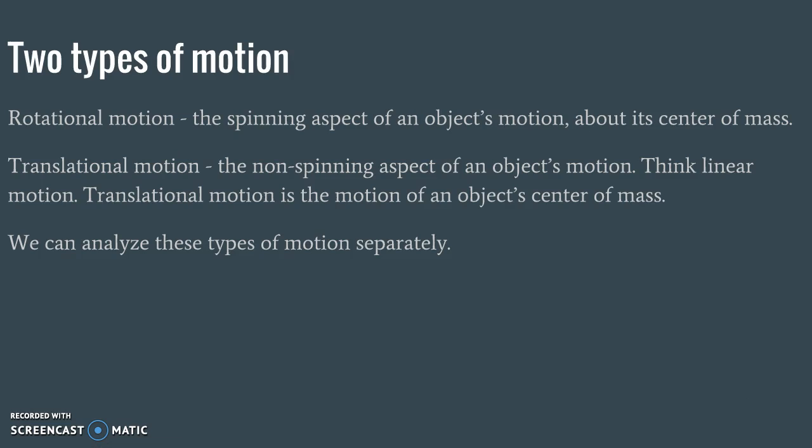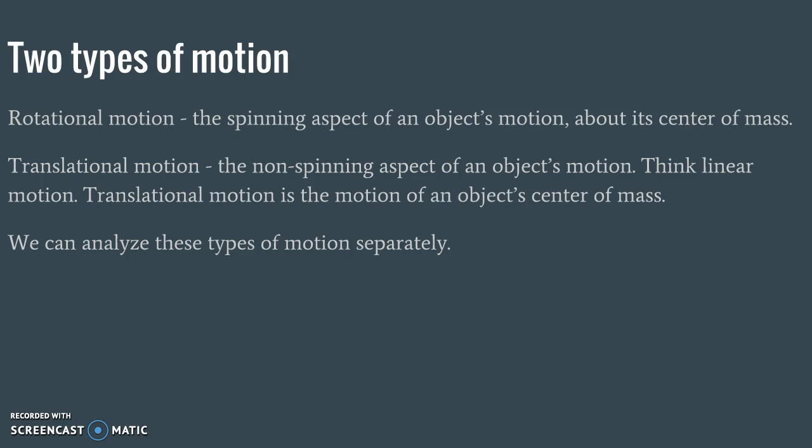Now, when it comes to motion, we have two types of motion. The first is rotational motion, and that's the spinning aspect of an object's motion, right? Spinning about its center of mass. We also have translational motion, right? This is the non-spinning aspect of an object's motion. So think of what we've been talking about with linear motion for most of the school year, that's a type of translational motion. Actually, we can analyze this translational motion as the motion of the object's center of mass. I have a little video to explain what I mean there.